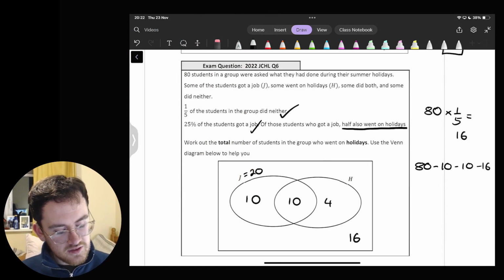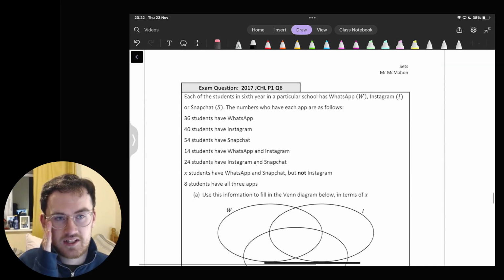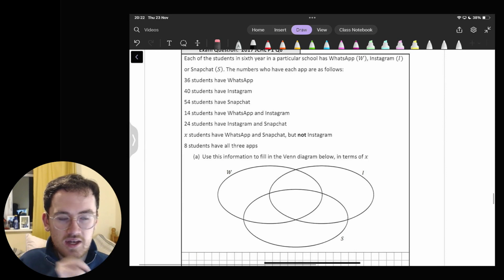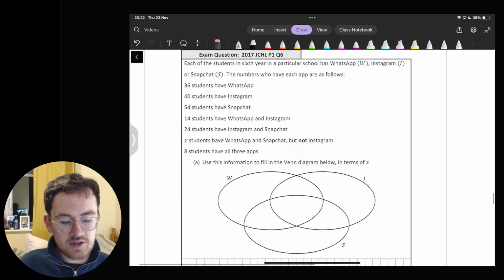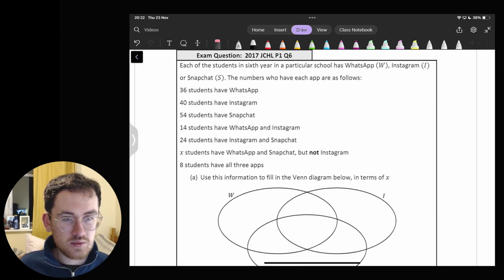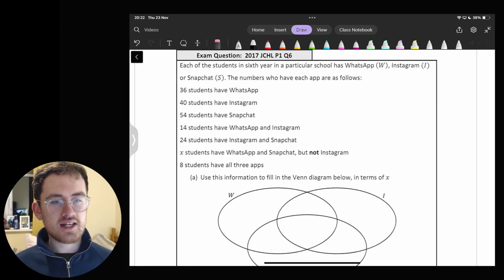So it gives me 44 here to fit into that little section there as the number of people who went on holidays. So you can see in that one, we were able to do that one nearly without giving it an X value. That's sometimes something you can do with the smaller ones, the 2 sets, a little bit harder with the 3 sets. So with our 3 sets, let's just work through it.